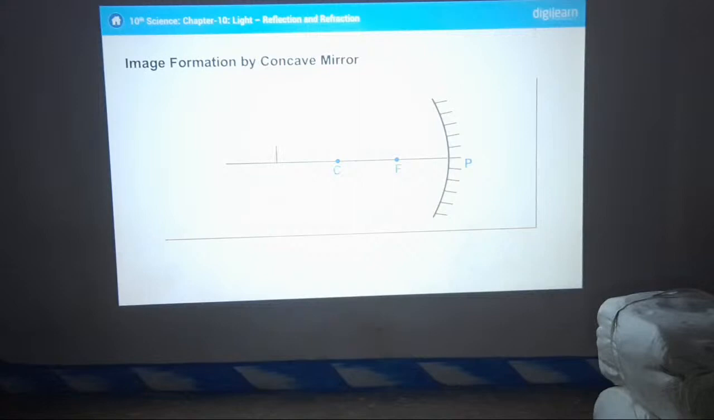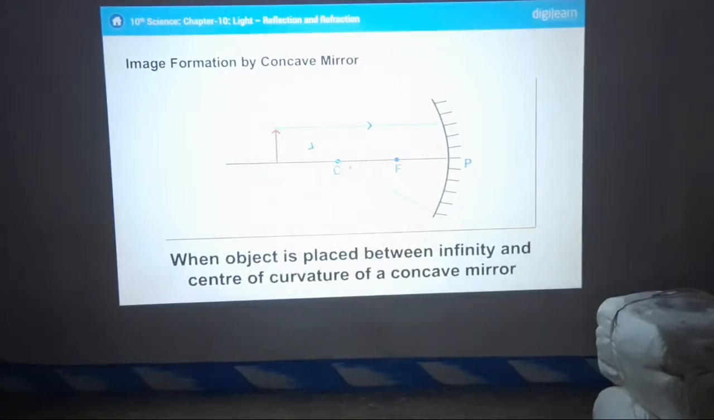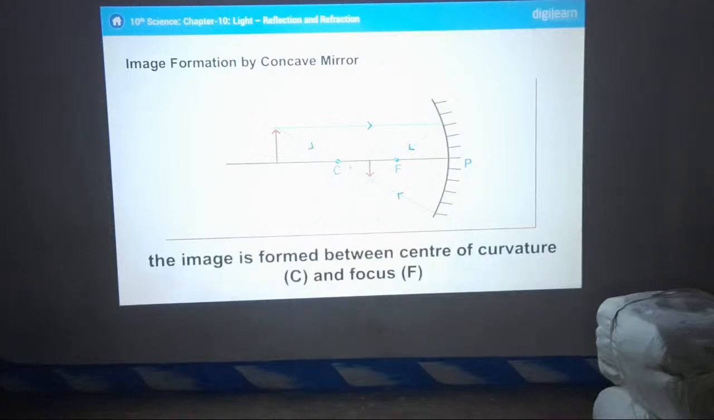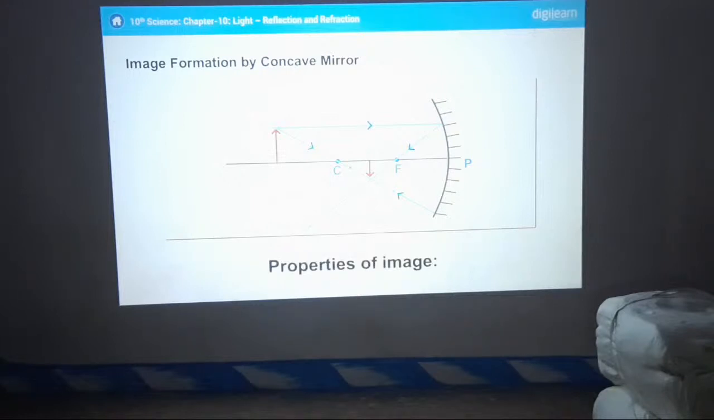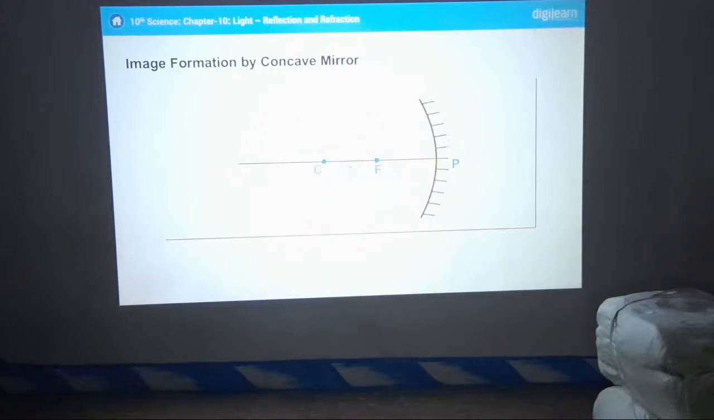Object between infinity and center of curvature. When the object is placed between infinity and center of curvature of a concave mirror, the image is formed between center of curvature C and focus F. Properties of image: diminished compared to object, real and inverted.